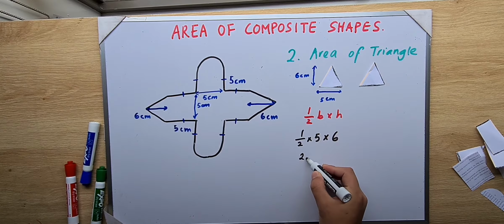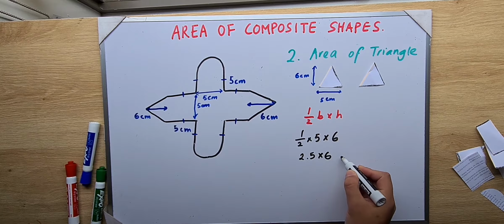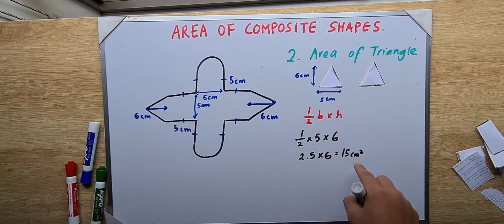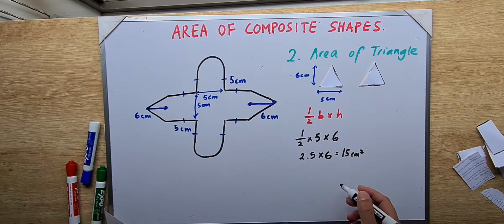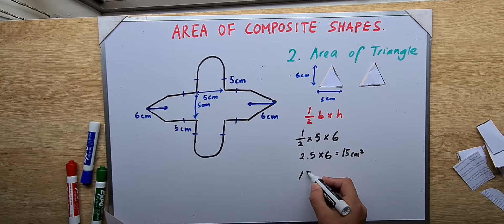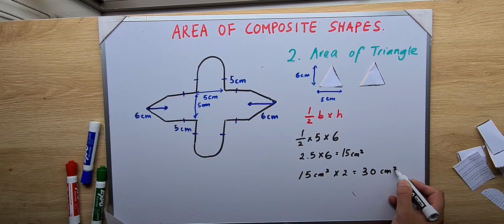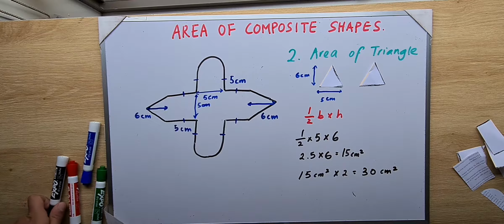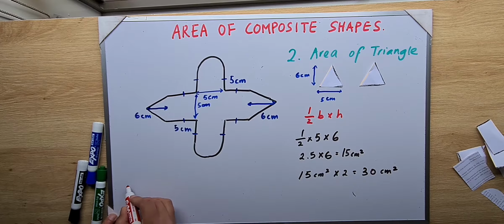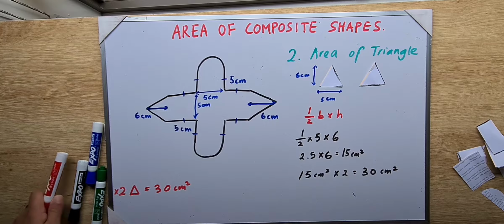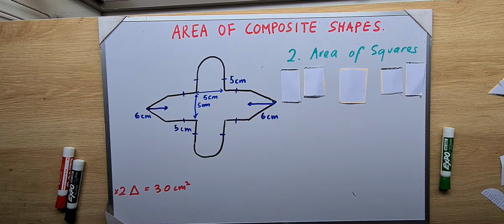Half times 5 is 2.5, and 2.5 times 6 is equal to 15 centimeters squared. So that's the area for just one triangle. However, in my shape I have 2 triangles, so I'm just going to double 15 up. So 15 centimeters squared times 2 will give me 30 centimeters squared. So off to the side, I'm going to just make a note that the area of the 2 triangles is 30 centimeters squared. I'm going to need to keep that for later on. Now I'm going to move on to my squares.